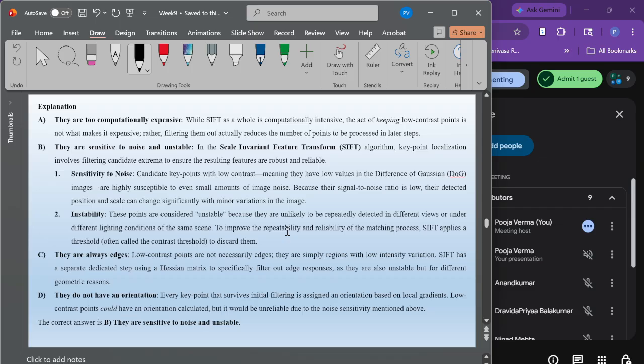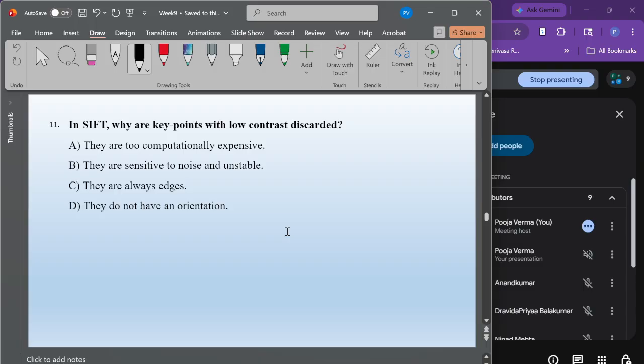And our next option is they don't have an orientation. Every key point that survives filtering is assigned an orientation based on the local gradients. Low contrast points could have an orientation calculated, but it would be unreliable because of noise sensitivity, as mentioned in option B. So the correct answer for this question is option B: they are sensitive to noise and unstable. That's why the low contrast points or pixels are discarded.